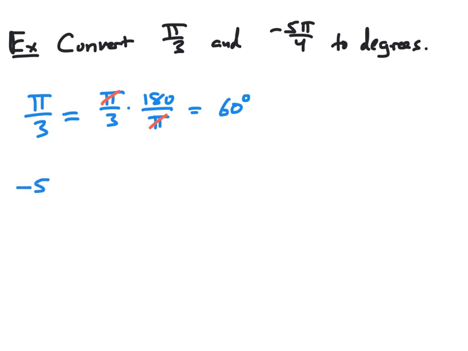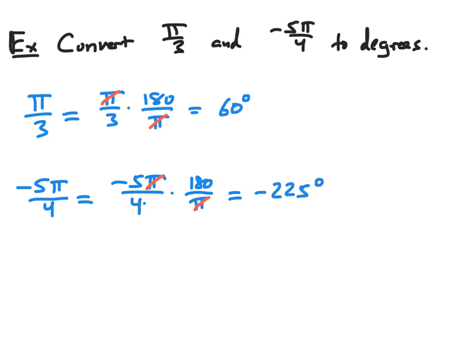The same approach works for negative 5 pi over 4. We're going to multiply this by 180 divided by pi. We will observe the pi's will cancel. And so we have negative 5 times 180 all over 4. When we compute that, we see that this is negative 225 degrees. And so a negative 5 pi over 4 radian angle is the same as a negative 225 degree angle. Again, since the radian measure is negative, we should always make sure that our degree measure is also negative.